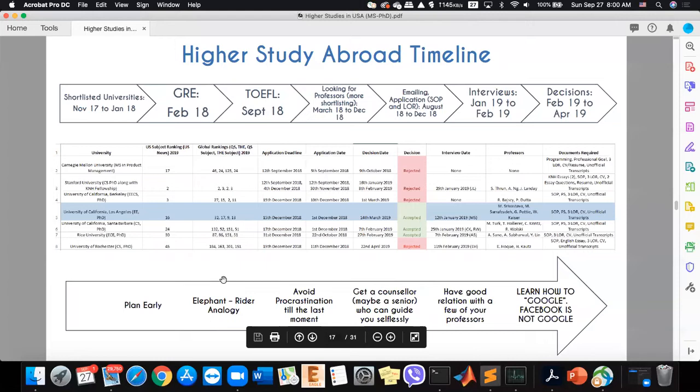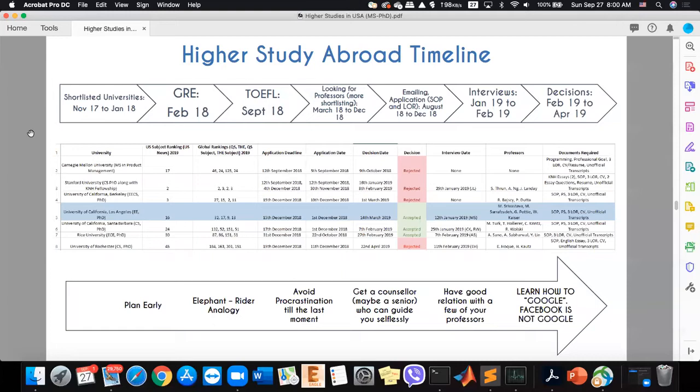So in summary, the key takeaways. The first key takeaway is you have to plan early. I started planning at the end of third year, and I was quite sure. So the earlier you plan, the better. Then you can formulate your plan. And there's this thing that I always say, the elephant rider analogy.